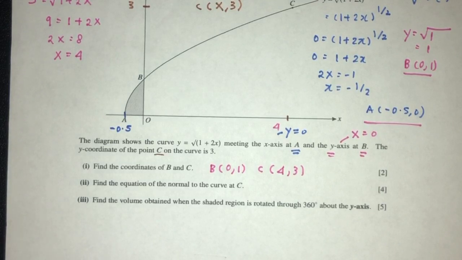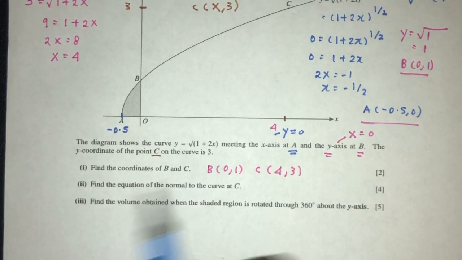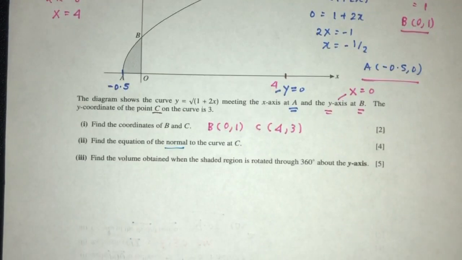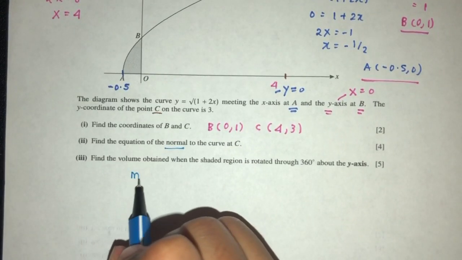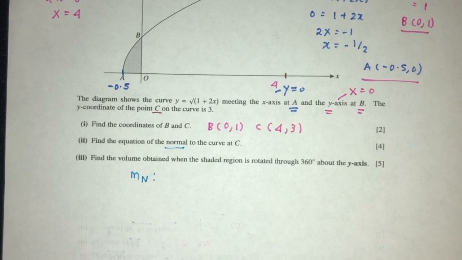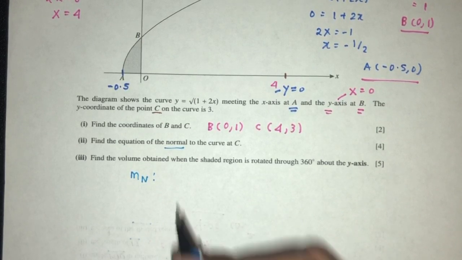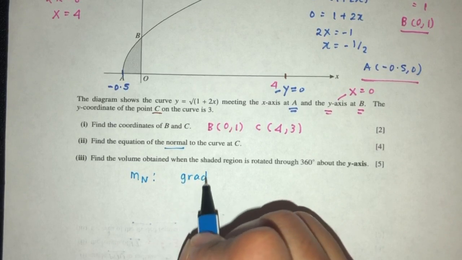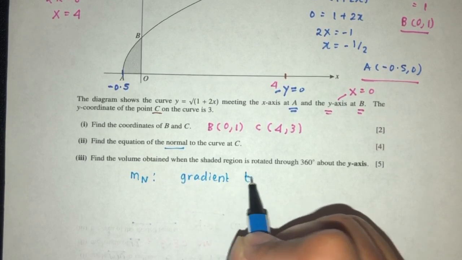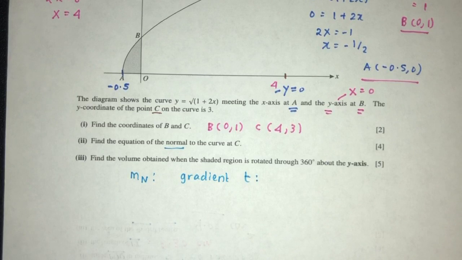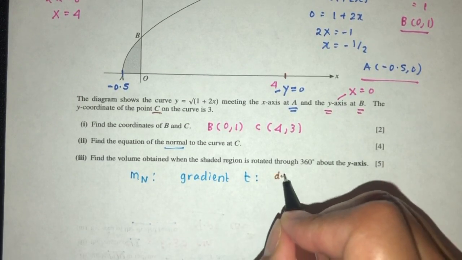Now for part 2, find the equation of the normal to the curve at C. So again, to find the equation of the normal, we have to first find the gradient of the normal. But we understand that the normal and the tangent are at 90 degrees to each other. So we can first find the gradient of tangent, and then we can derive the gradient of normal. So now we know by definition, the gradient of tangent is simply dy by dx.